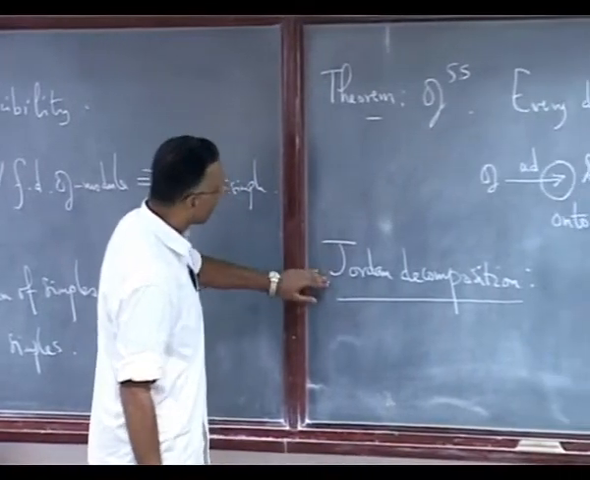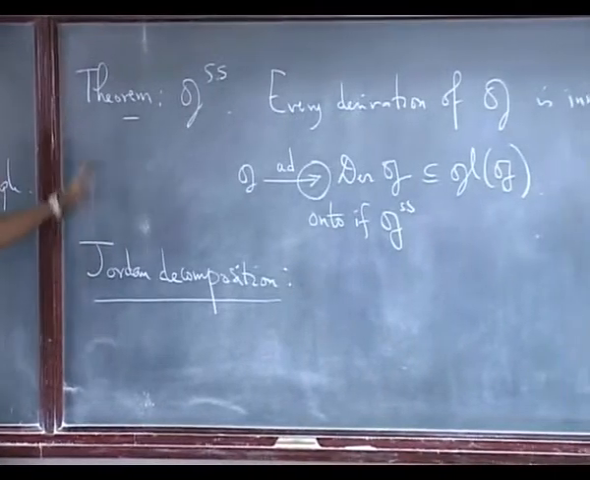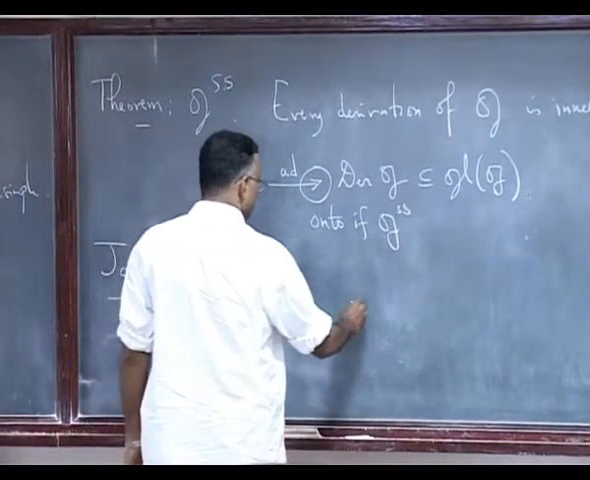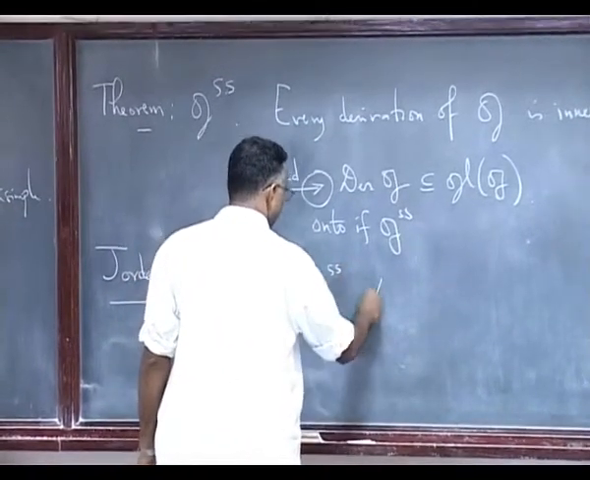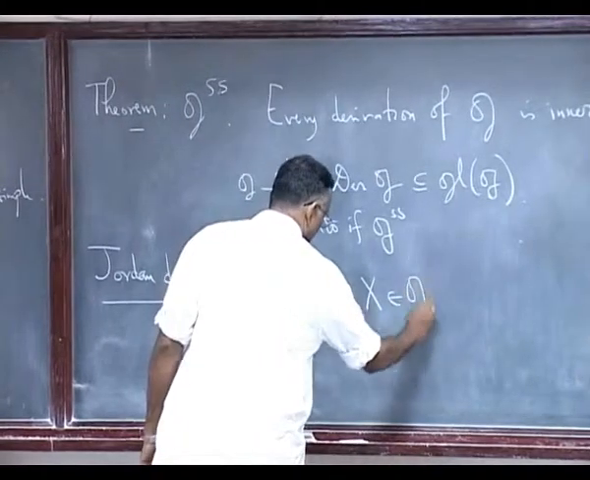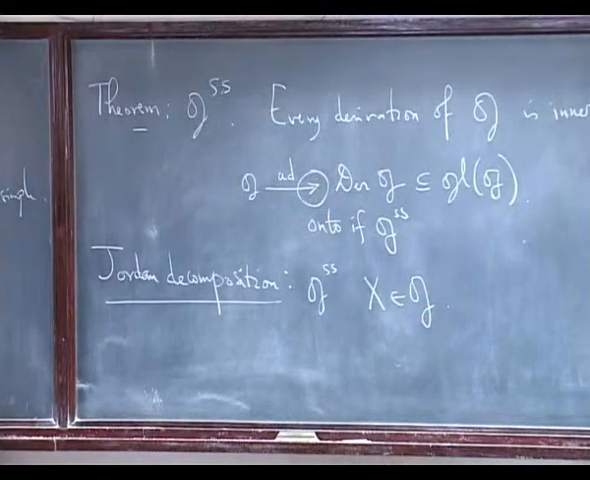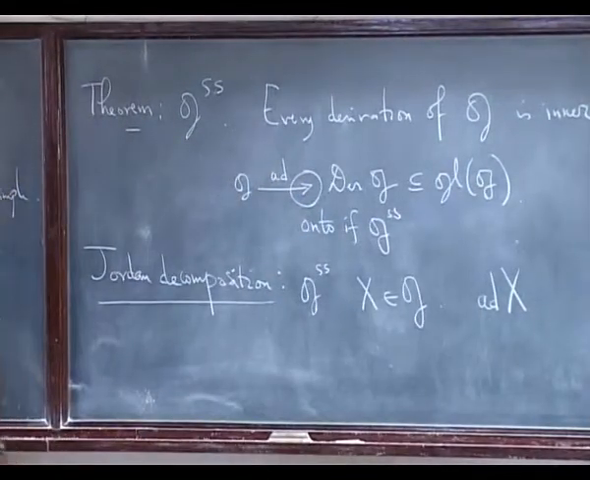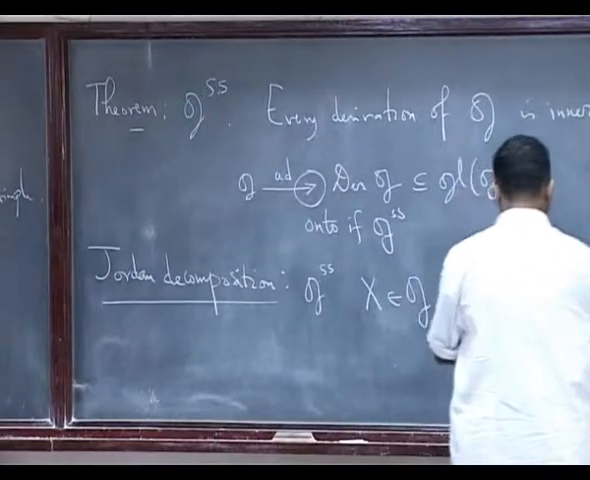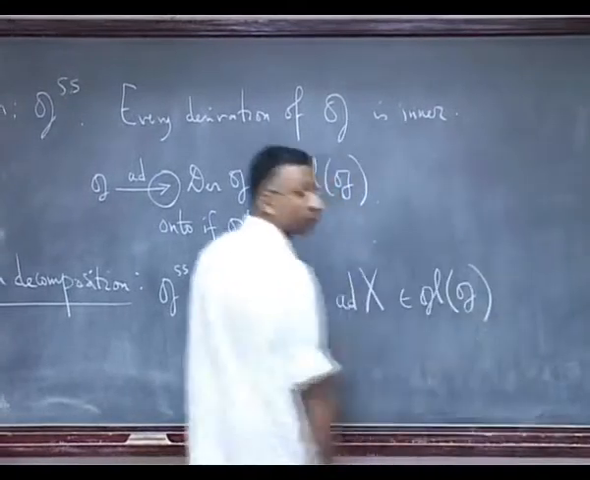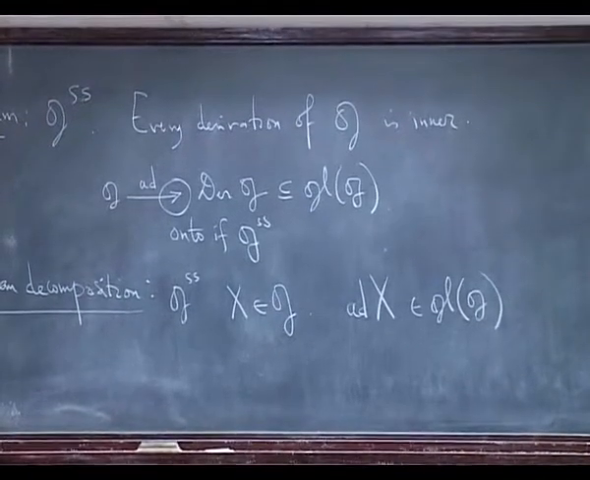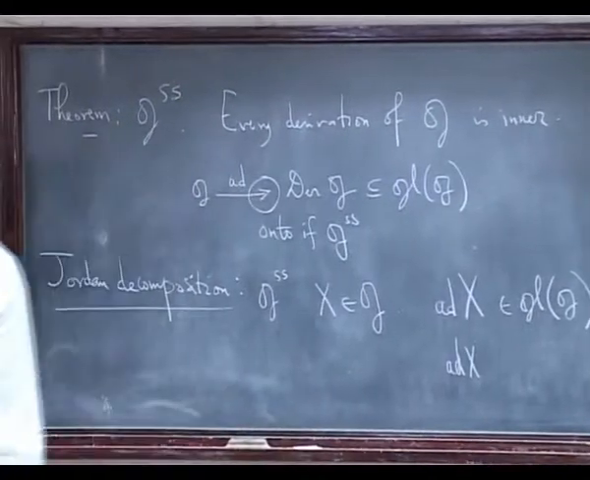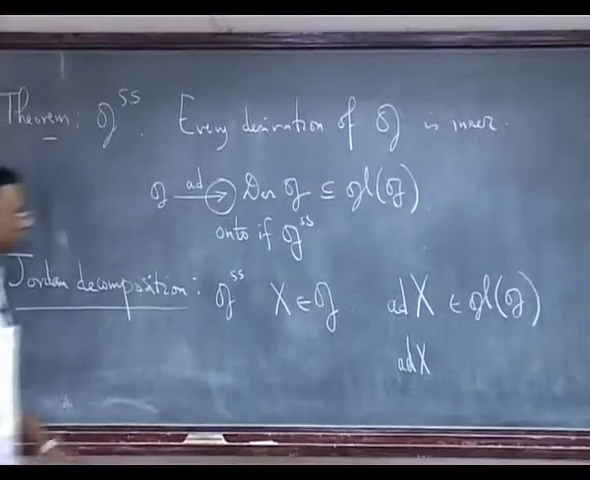But let's look at what this implies. So this gives us this notion of Jordan decomposition. Let's understand that. Now, G is semi-simple, X is in G. Let's look at ad X. If you look at ad X, where does this live? You can think of it as a linear transformation on G. Now, we are always working, I didn't say that, but the underlying field is the field of complex numbers. So, all of that.